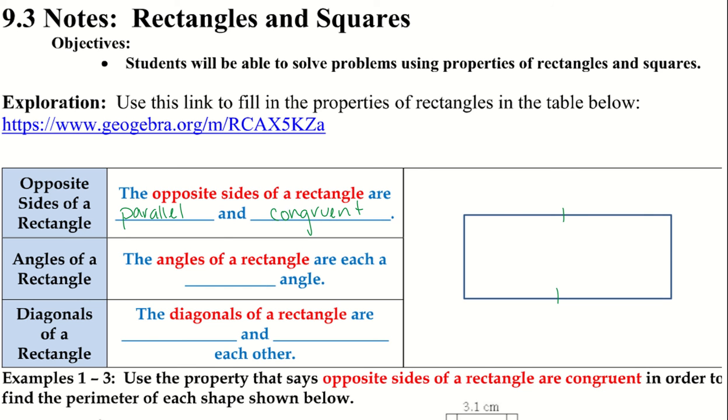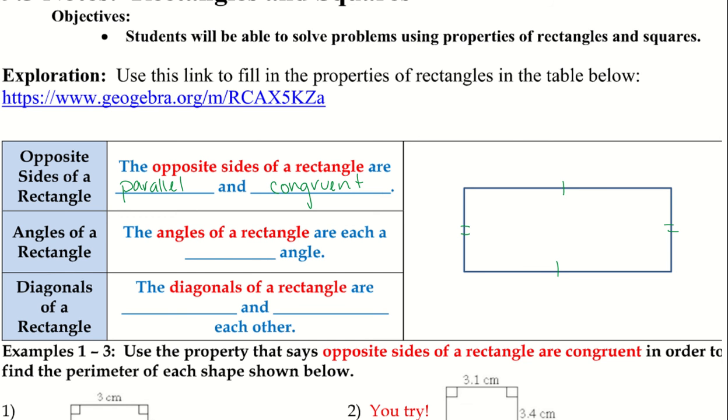All right, so let's go ahead and label these sides. Okay, angles of a rectangle. The angles of a rectangle are each a 90 degree angle, so you're going to put the little boxes to show that they're 90 degrees. All right, and then the diagonals of a rectangle are congruent and bisect each other. I'll do my best to draw these diagonals as well as possible. There we go. That means all of these sides of the diagonal are exactly the same.